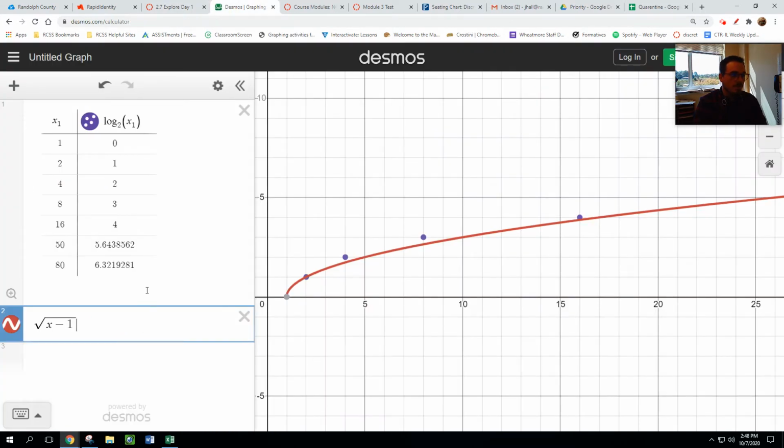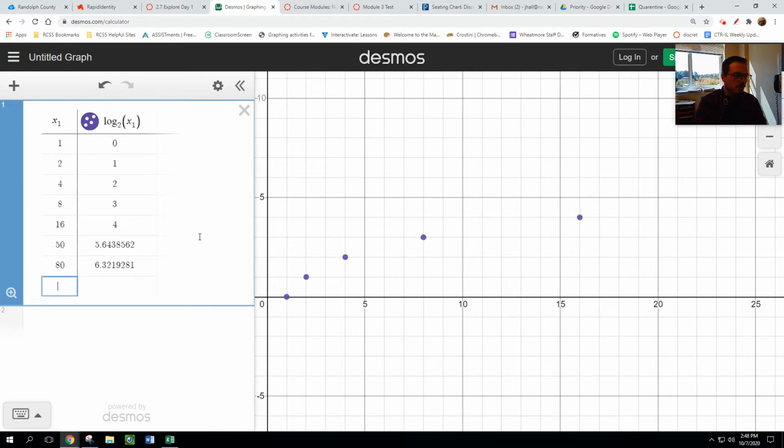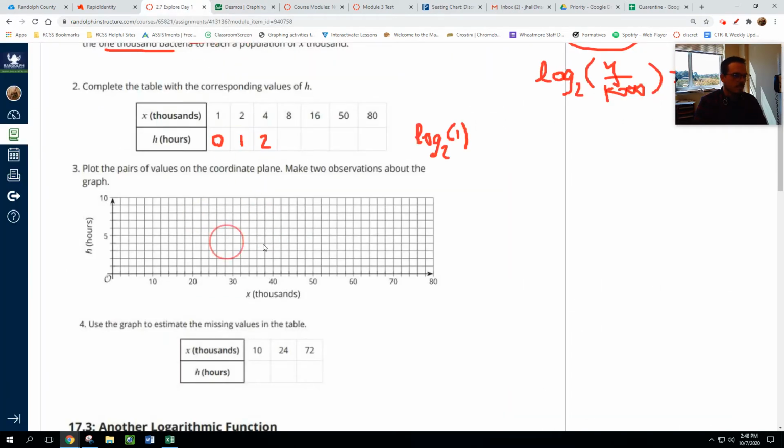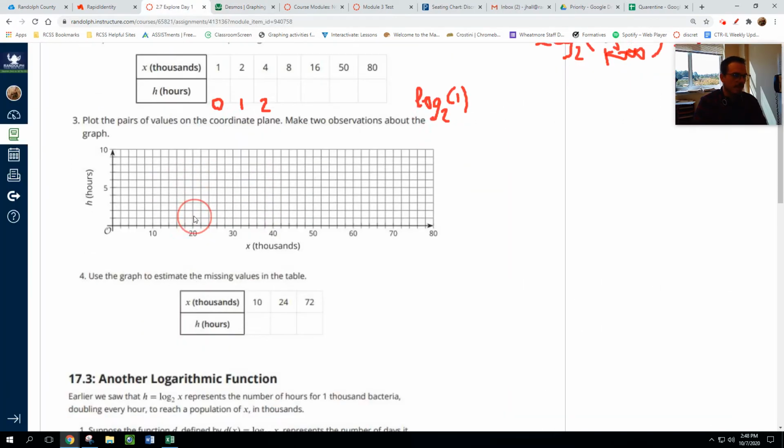Another observation can really be anything that you notice. It looks like it's going to increase at a much slower rate as the values of x increase at a higher rate. So the y's are increasing slower as the x's are increasing higher, which is kind of like that square root function. Those are just 2 things you can observe about that.